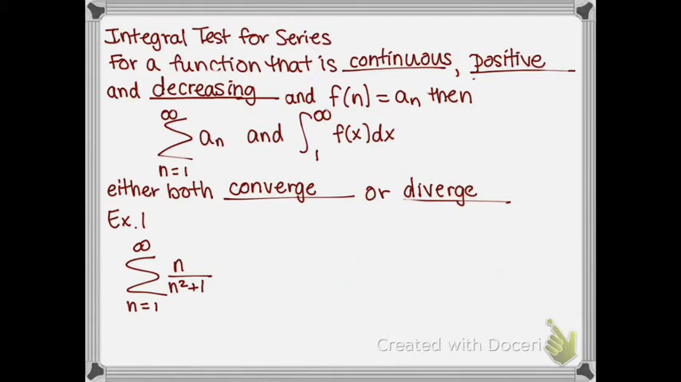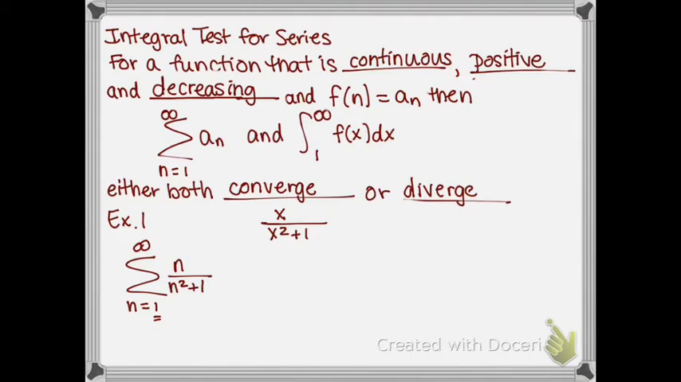Let's look at this first example. What function are we going to compare it to? We're going to compare it to the function x over x squared plus 1. Let's think about that function. We're starting at n equals 1. So if I think about this function for x greater than or equal to 1, it's never undefined for anything greater than or equal to 1 because the denominator is always positive. So it's continuous. Also, this function is always positive, for any x value I plug in greater than 1.